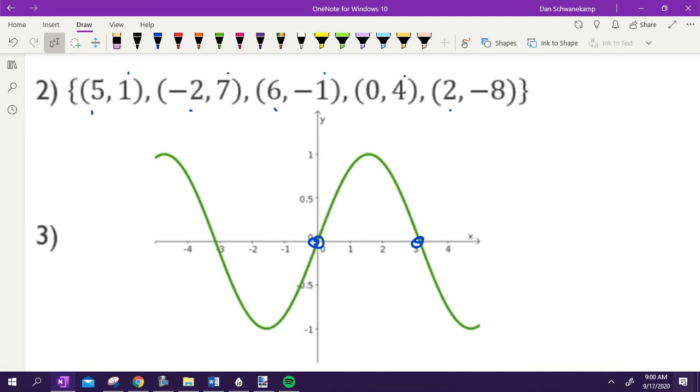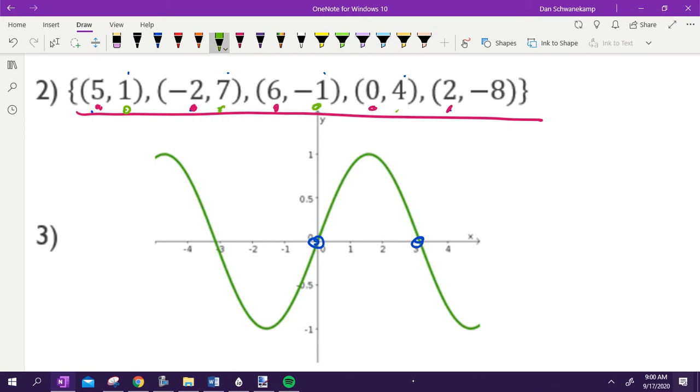Look at number 2. Is this relation right here 1-to-1? Let's look at the x values. I've got 5, -2, 6, 0, 2. Do any of those repeat? No, so we're good. So let's check the y's: 1, 7, -1, 4, -8. Do any of those repeat? Nah, we're good. The x's all happen one time. The y's all happen one time. Then that function is considered 1-to-1.